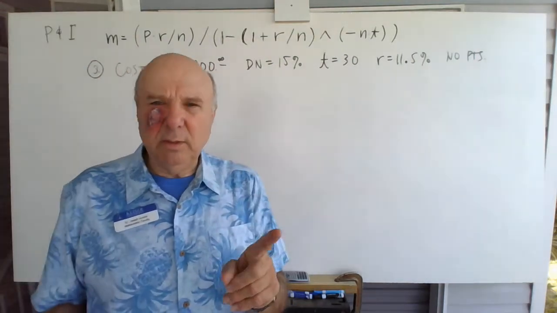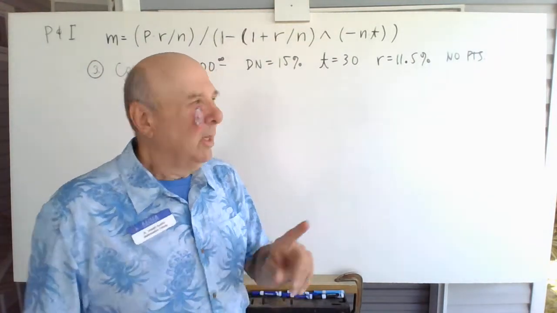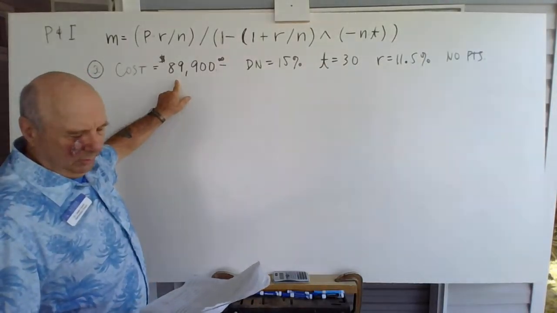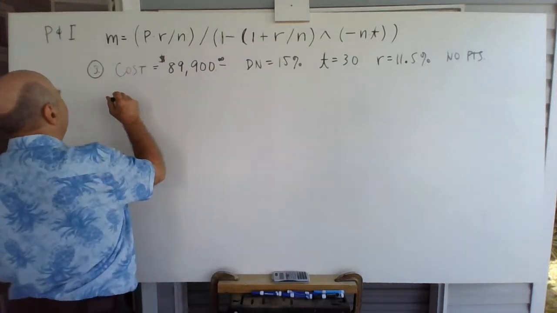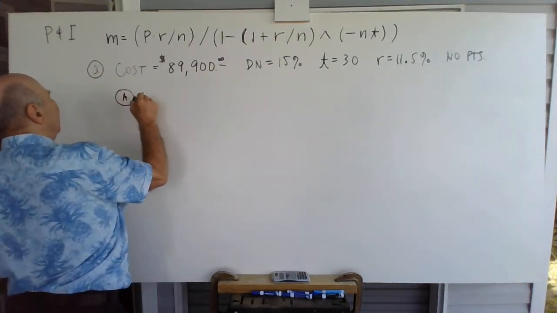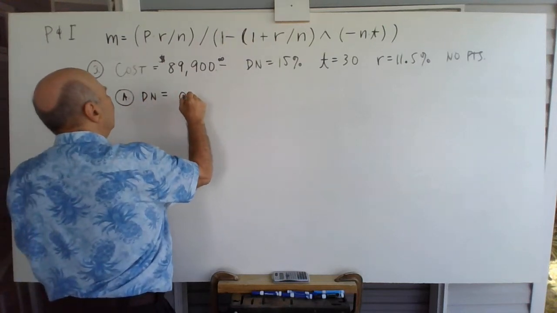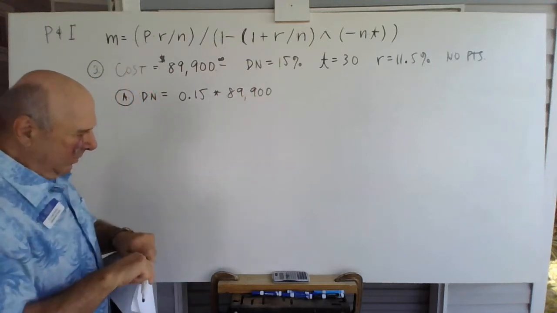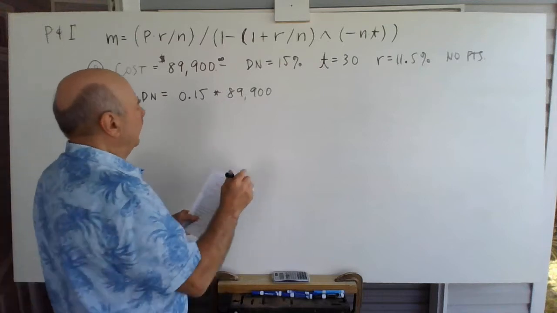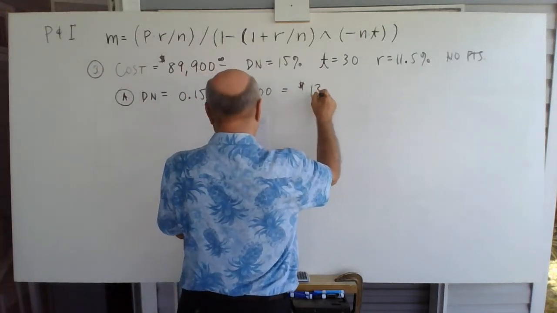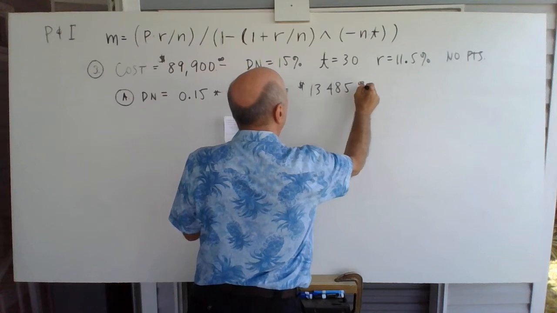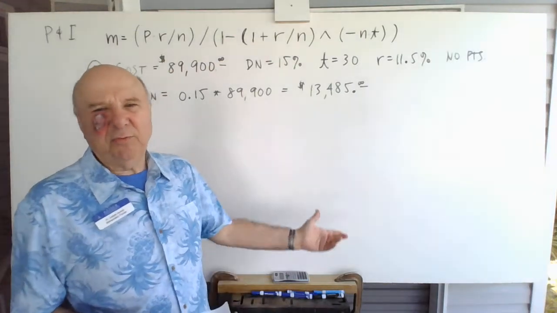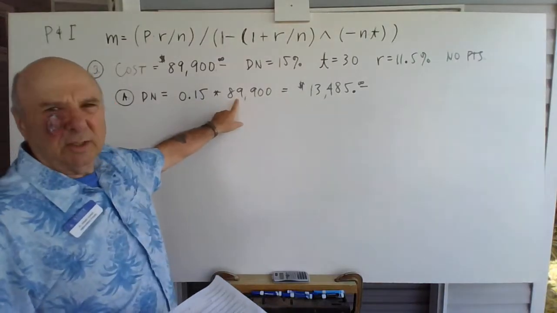So remember, 1 point equals 1% of the principal. This is not the principal. This is the cost of the house. So what is the principal? Well, first of all, what's the down payment? Let's do it that way. So the down payment is 0.15 times 89,900. And if you use your calculator on that, you get $13,485. That's the down payment. That's 15% of the cost.